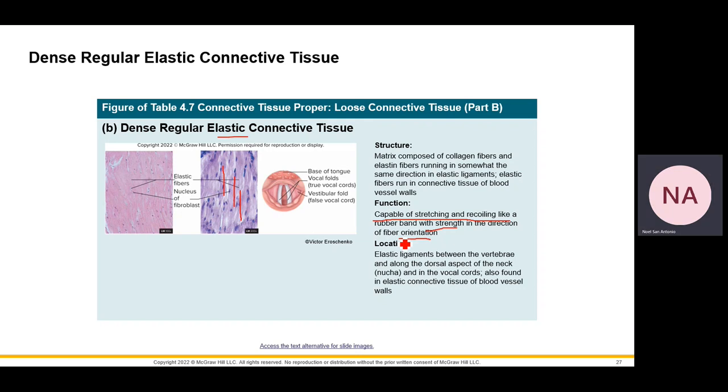And these are found in elastic ligaments. For example, that ligament found in our vertebrae, specifically on the dorsal aspect of the neck. These are also found in our vocal cords and the elastic connective tissues of our blood vessel walls. So that is why I told you earlier, diba? Our aorta and most large blood vessels are elastic, meaning after being stretched, they can recoil to their original shape.